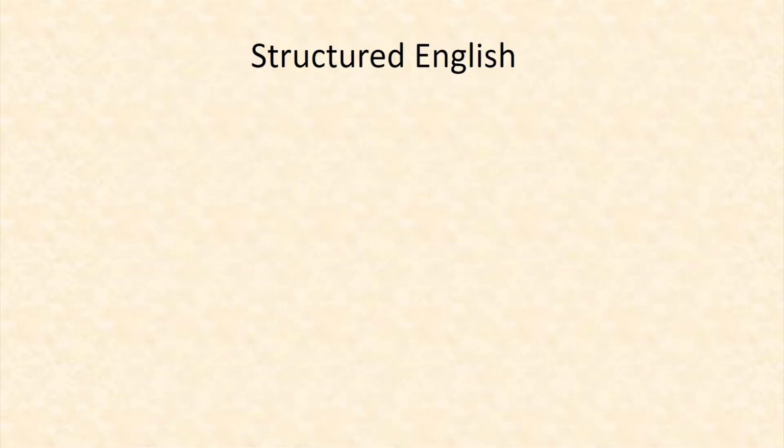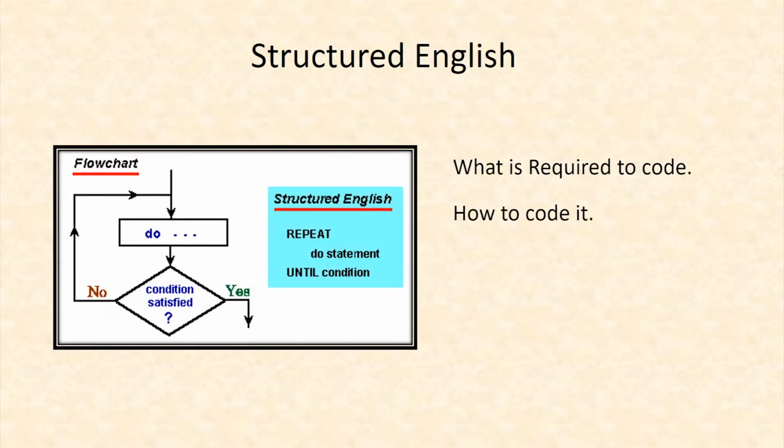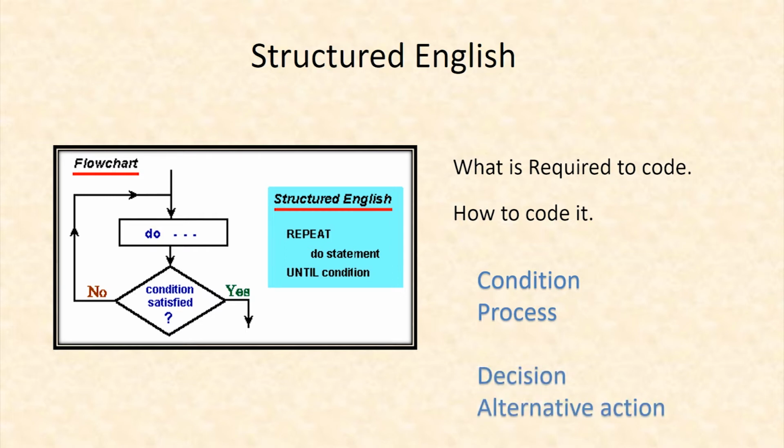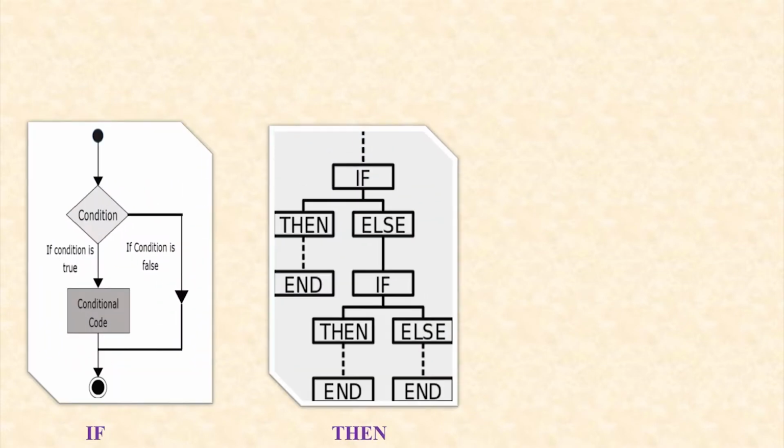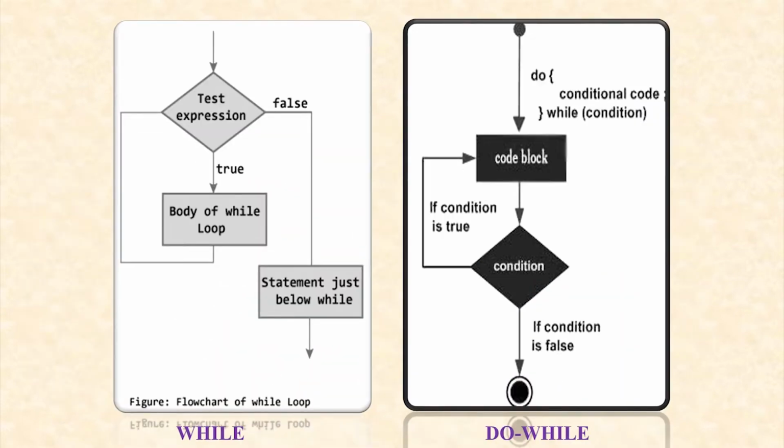Structured English, on the other hand, describes what is required to code and how to code it. It helps a programmer to write error-free code. In this, the analyst first identifies the conditions that occur in the process, subsequent decisions which are to be made, and alternative actions to be taken. It uses logical constructs to carry out the instructions to be performed. Here, the steps are clearly listed in the order in which they should be taken. Decisions are basically made through if, then, else, while, or do-while statements.